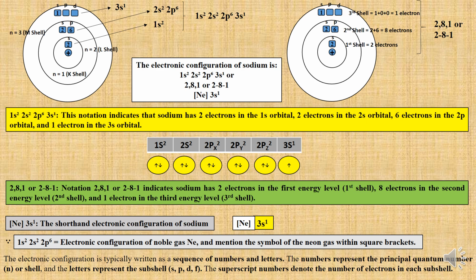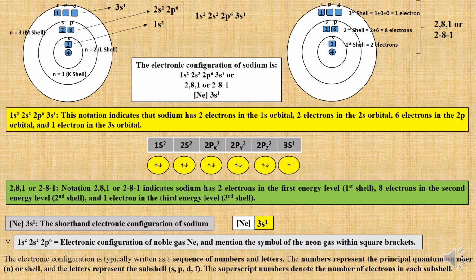Now the electronic configuration is typically written as a sequence of numbers and letters. The numbers represent the principal quantum number or the shell, and the letters represent the subshell: S, P, D and F. The superscript numbers denote the number of electrons in each subshell.